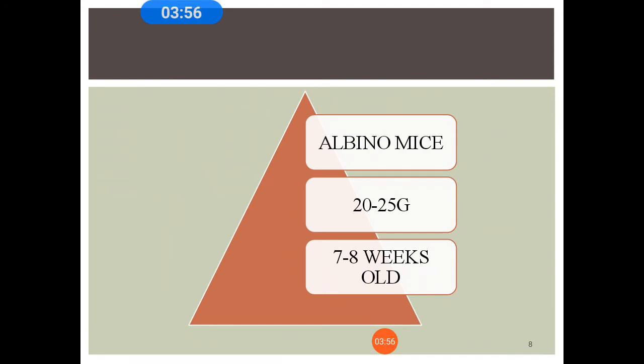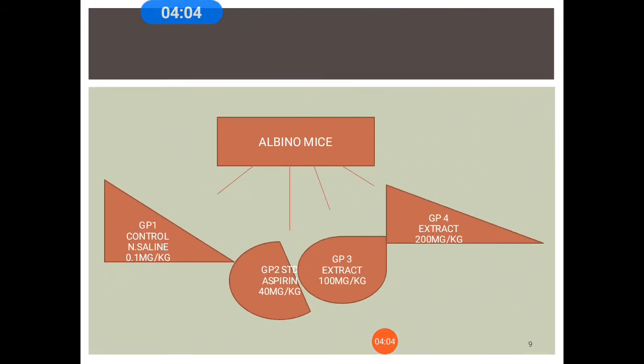For this study we are taking albino mice, 20 to 25 grams, 7 to 8 weeks old. Firstly, we divided the animals into 4 groups. Group 1 is control, administered normal saline. Group 2, standard, is aspirin. Groups 3 and 4 receive the ethanolic extract at 100 and 200 milligram per kilogram respectively.